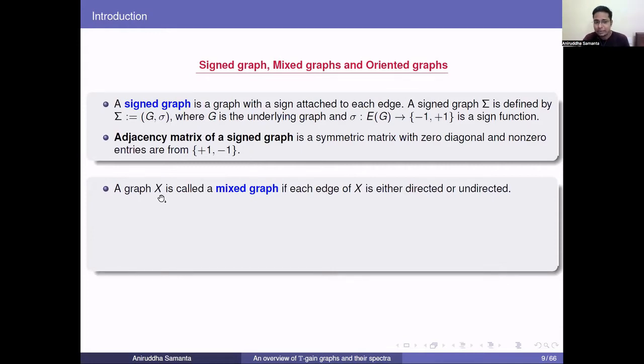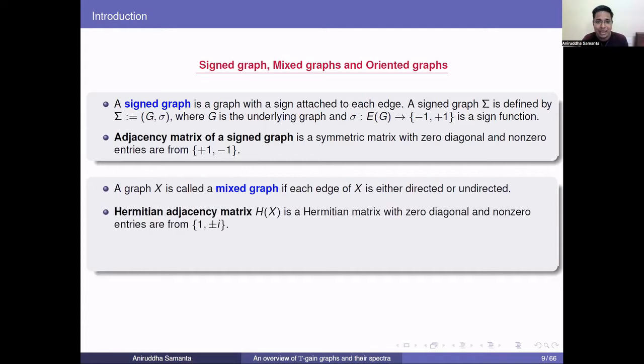Now, another class of graphs is the mixed graph. A mixed graph is a graph such that each of its edges is either directed or undirected. Different types of matrices can be associated with a mixed graph. One of them is the Hermitian adjacency matrix, denoted by H of X. It is a Hermitian matrix, its diagonals are 0, and its non-zero entries come from the set 1, ± iota.